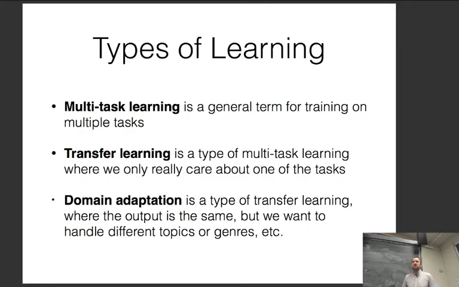And domain adaptation is also something that you will often hear in natural language processing. This is a type of transfer learning where in general the output is the same. We're outputting the same thing like a translation or tags, but we want to handle inputs that come from different topics or genres, etc. So these are the definitions that I'm going to go by as I explain further.